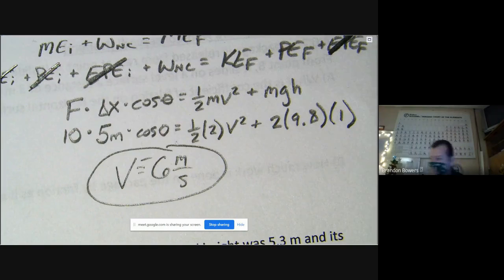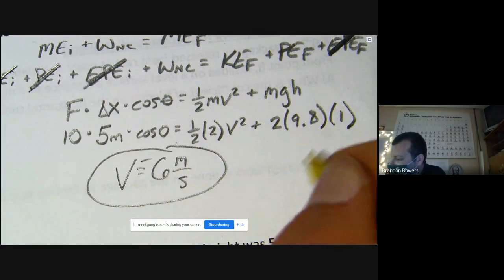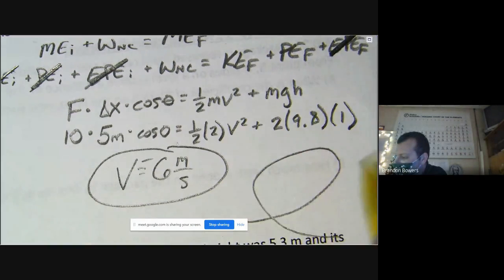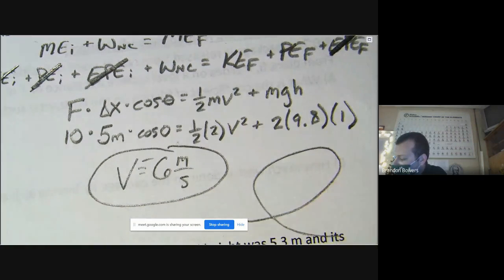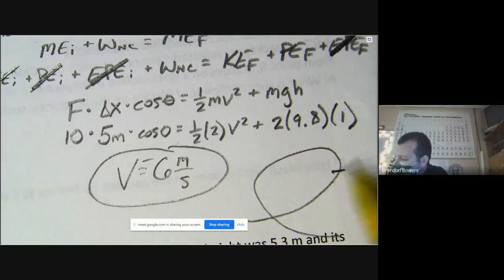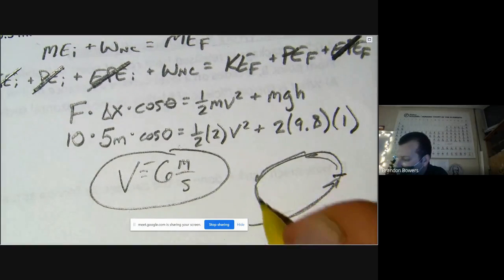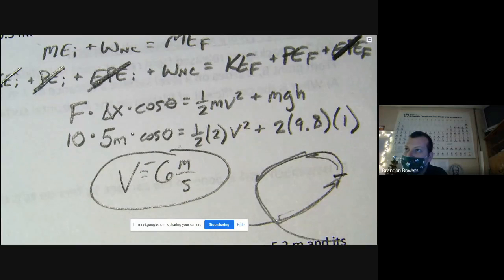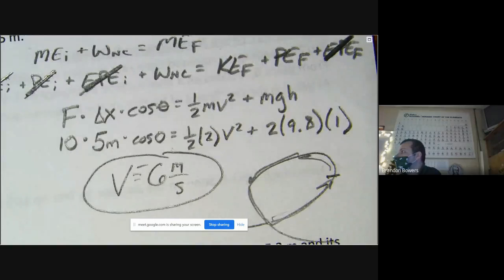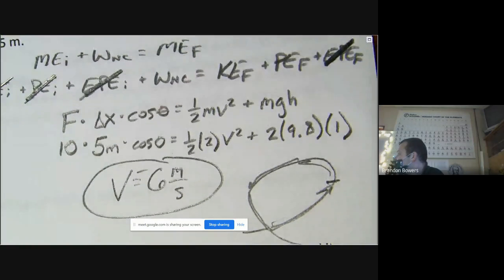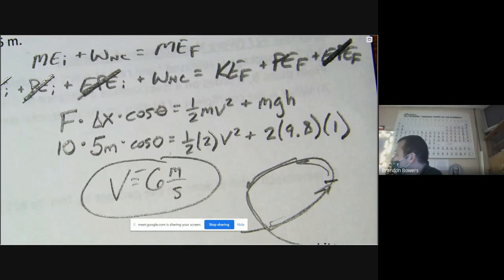Wait. So let me draw it. So here's your loop. I'd say here is positive. This would be positive. This would be negative. This would be negative. This would be positive. Okay. Can I draw this out real quick? I'm on board. Yeah, if you want. Okay. Markers are right here.